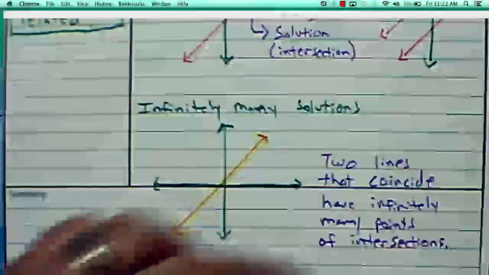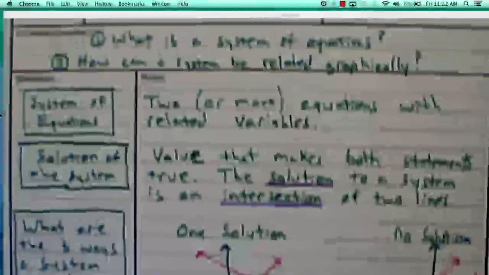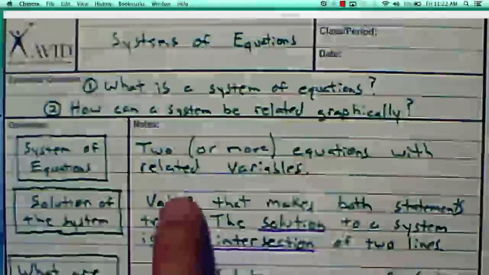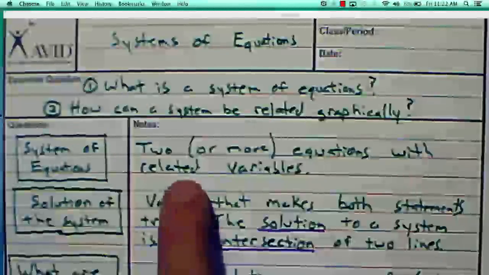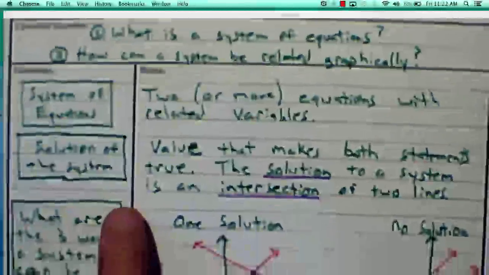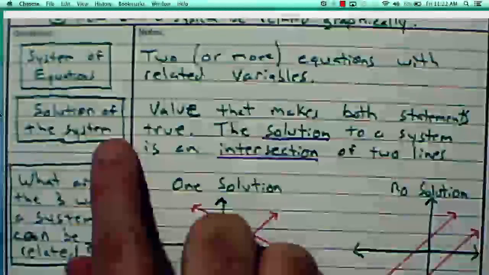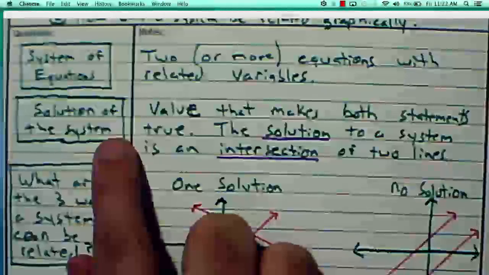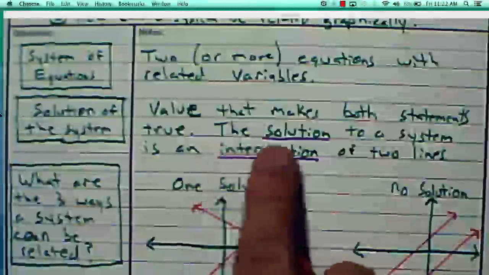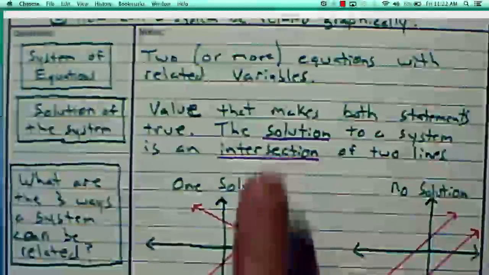All right, so once more in summary, a system of equations is two or more equations. For us, it would be specifically two equations. What we seek is the solution. Well, a solution is a value that makes a statement true, so the solution of a system is a value that makes both statements true. The solution is an intersection.